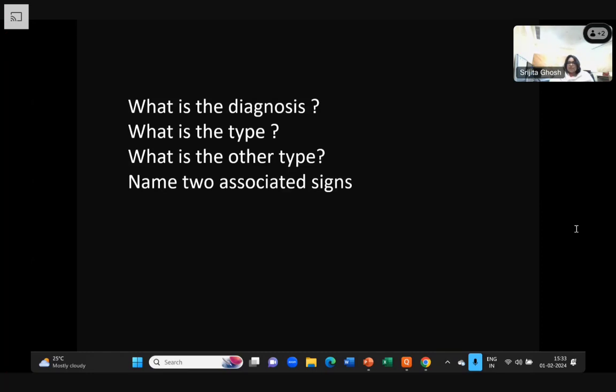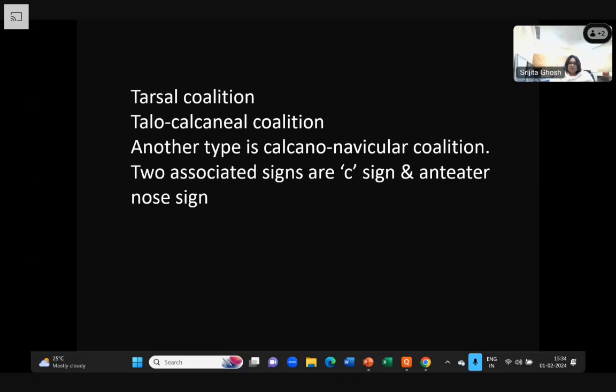C sign, anteater sign. Very good. Reverse anteater is also there. So, tarsal coalition, talocalcaneal, the other is calcaneonavicular. Two associated signs: C sign, anteater nose sign. Very good.